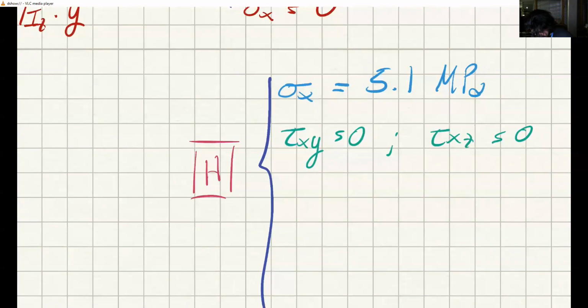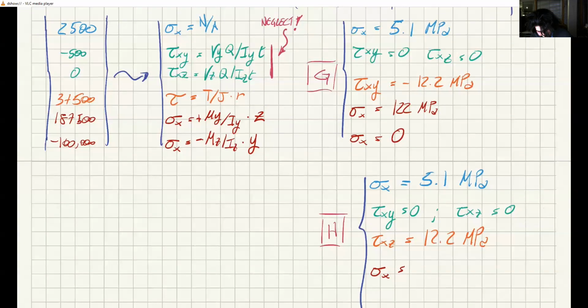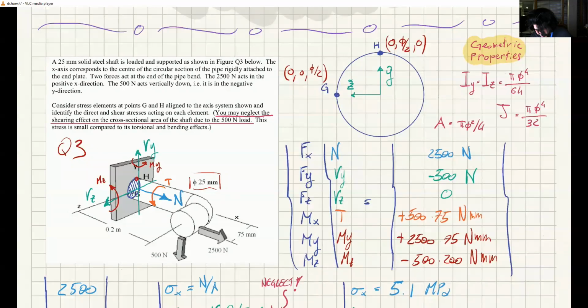In this case, tau xz is exactly the same because it's at the same distance. T over J is the same, and the radius of G is the same as the radius of H because they are both on the outermost fiber of the circumference. So this is also 12.2 megapascals. And finally, sigma X is My over Iy times z. What is the z coordinate of H? The z coordinate of H is 0. So this one is 0 now.